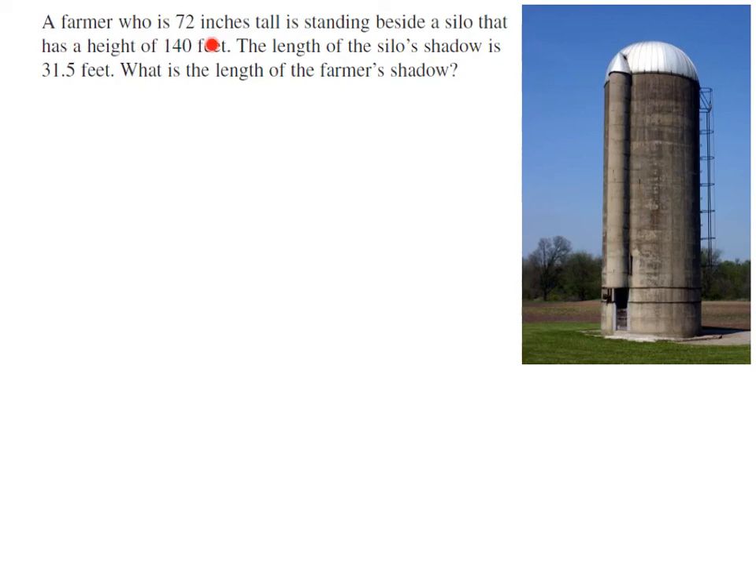A farmer who is 72 inches tall is standing beside a silo, and that's a silo right here, that has a height of 140 feet. You know that's tall. The length of the silo's shadow is 31.5 feet. What is the length of the farmer's shadow? So now, for the first time, you're measuring the length of the farmer's shadow, knowing that the farmer is 72 inches tall, knowing that the silo is 140 feet, and knowing that the shadow of the silo is 31.5 feet.